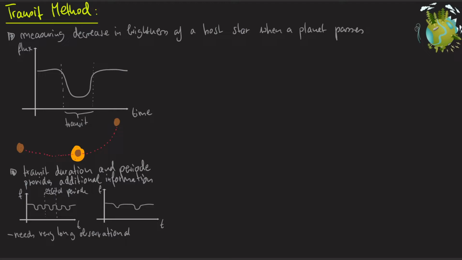One problem is the observation time. We will need many years of observation of a system because it takes as long for a planet to orbit its star. So it's going to be easier to find planets closer to the star because it takes less time.